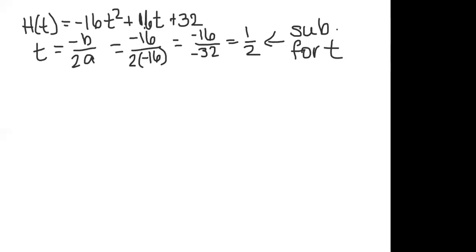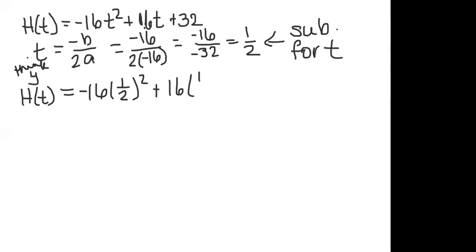So I plug it in. I get H of T, which is what I'm looking for, because remember, think Y, equals negative 16 times 1/2 squared plus 16 times 1/2 plus 32. Next, I do 1/2 squared, which is 1/4. So that's really the same thing as writing negative 16 divided by 4, plus 1/2 of 16 is just 8 plus 32. And all that's got to equal H of T.